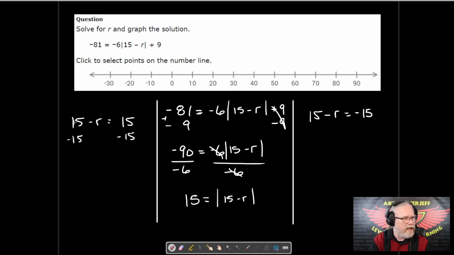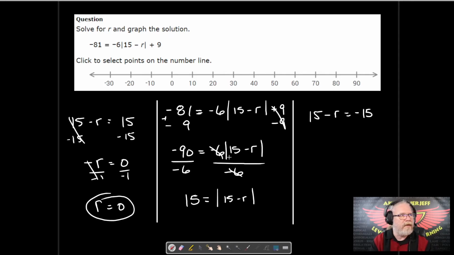And this one's kind of interesting, right? Get rid of those, and we end up with negative r equals, and 15 minus 15 is 0. And then whenever we divide by negative 1, that gets rid of the negative, makes it r equals, and 0 over negative 1 is still equal to 0. So my first solution is r equals 0, and indeed it's up there on the number line, so I'm good to go. And then on the other side, let's go ahead and subtract 15 from each side.